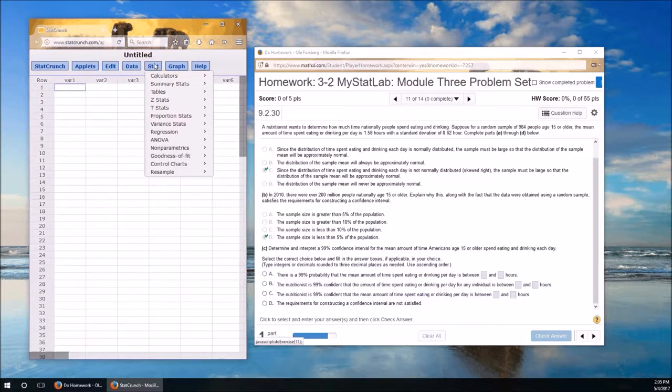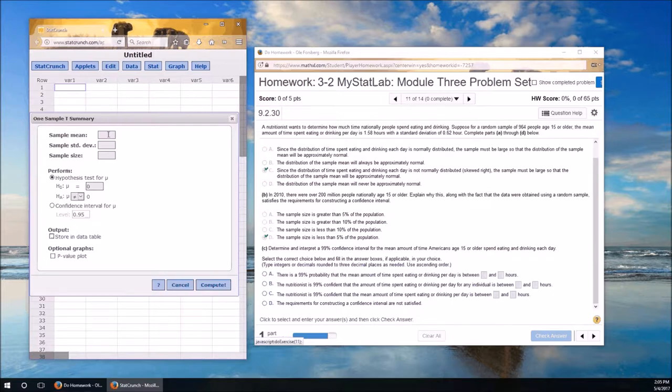Notice also that we don't know sigma. We only know S, the standard deviation of the sample. So it's going to be T, because we don't know sigma, and it's going to be one sample. And we're going to do this with summary because we've got the data summarized for us. So we'll fill in the blanks now.